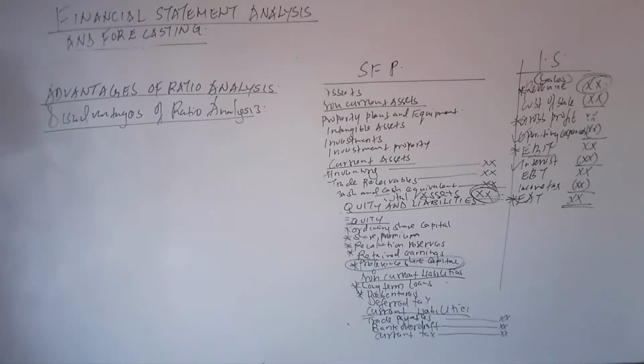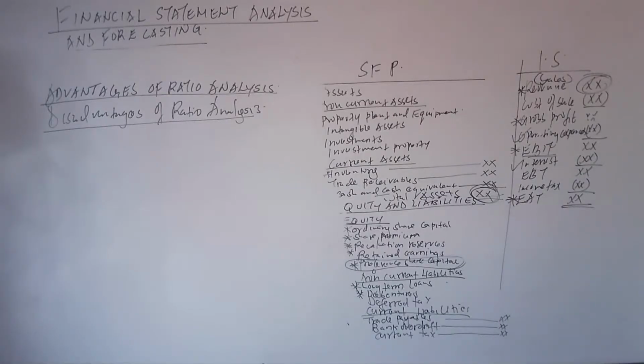Another point, number 5, in case of a monopolistic company, cross-sectional analysis cannot be effective.